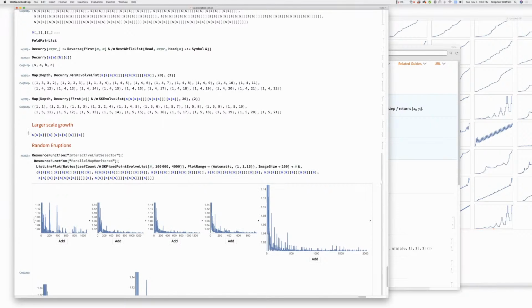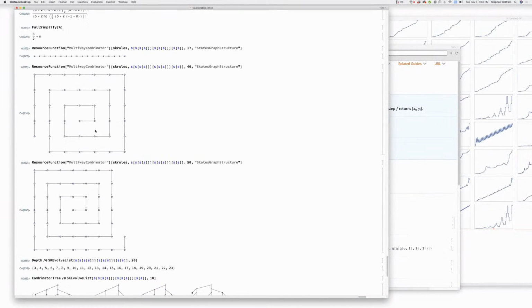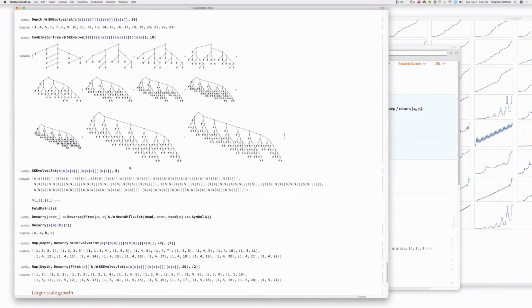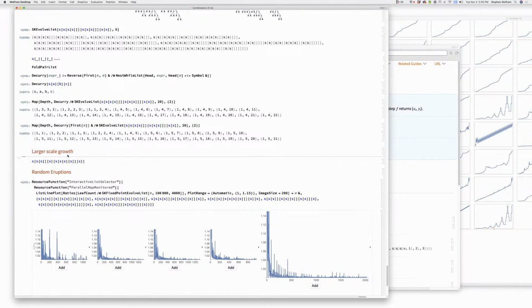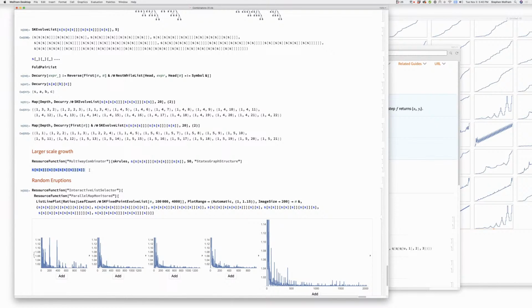Okay, so let's look at that guy, and let's look at the multi-way evolution of that. I don't think we should do 50 steps. I think that's going to be a disaster. I think we should now be much more conservative here.